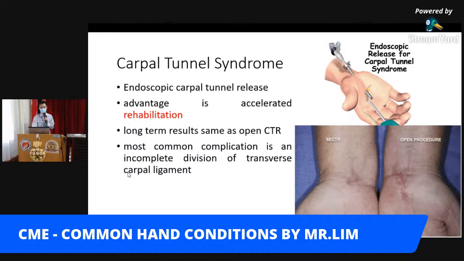And when we do the open procedure, already there are some cases that involve incomplete division. So endoscopic release also will have this kind of problem, this kind of complication.